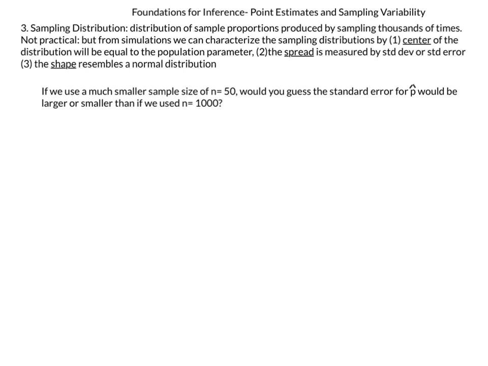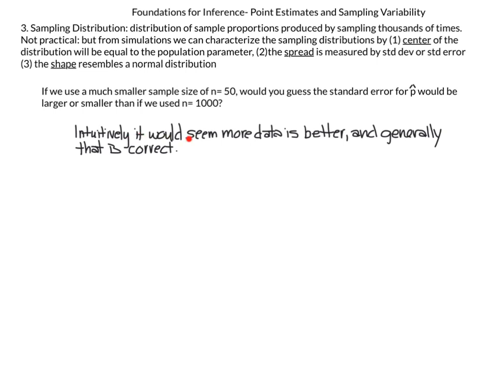A question: if we use a much smaller sample size of n equals 50, would you guess the standard error for p hat would be larger or smaller than if we used n equals 1,000? Intuitively, it would seem more data is better, and generally that is correct, and we'll see why when we take a closer look at the formula for standard error.